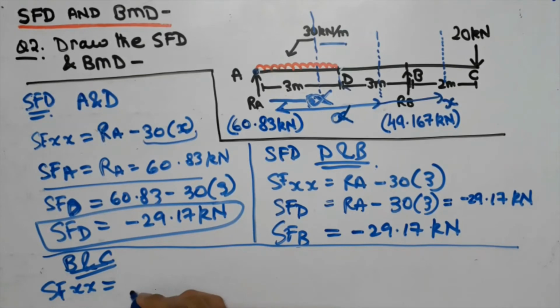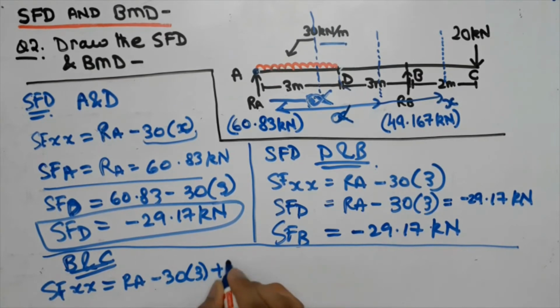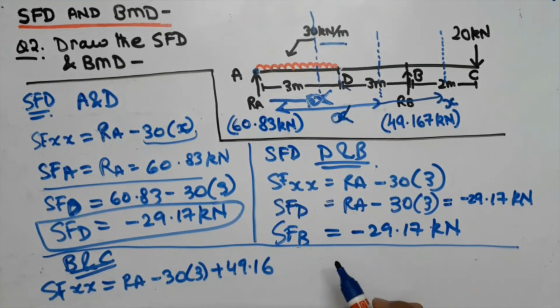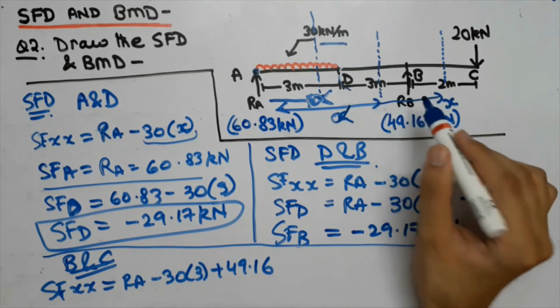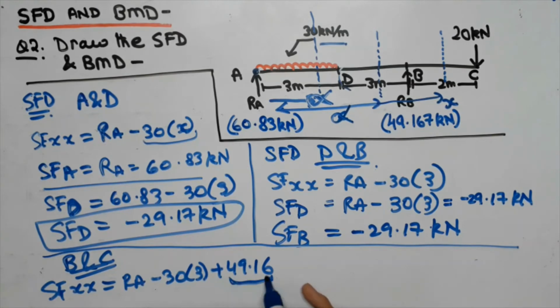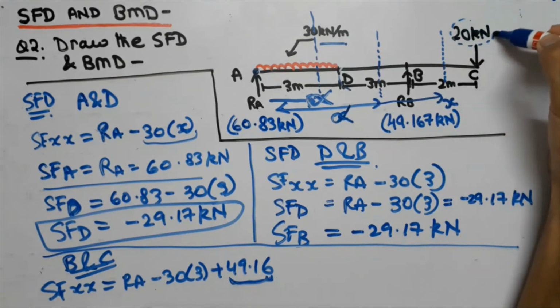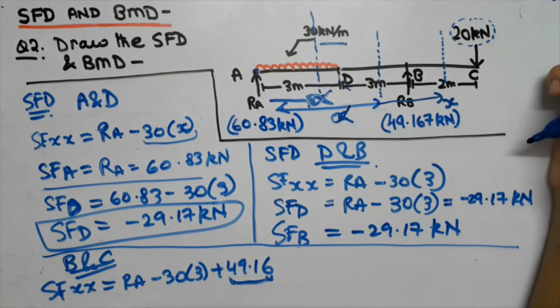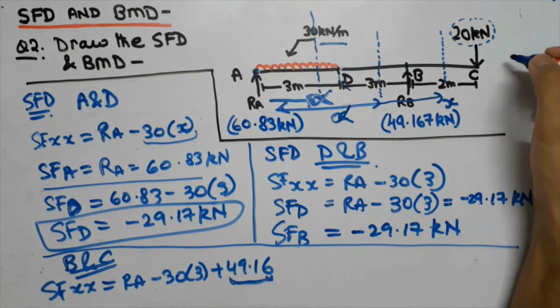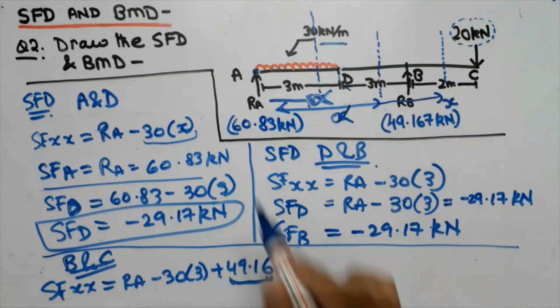Our SFD equation will come out to be RA minus 30 into 3 plus 49.16. Now guys, this is the RA part which is taken to be positive because it is the force which is acting upwards, and similarly we are taking this to be negative because it is acting downwards. That is our normal sign convention. And over here RB is acting upwards, so we have taken it to be positive. This is the value of RB. And guys, for finding the SFD we don't have any use for this because we are going from left to right, so we won't be considering this force. But if we had been going from right to left, then this force would have been neglected.